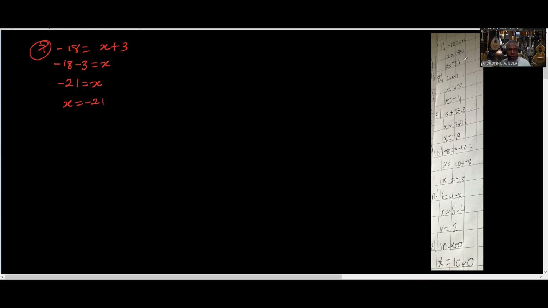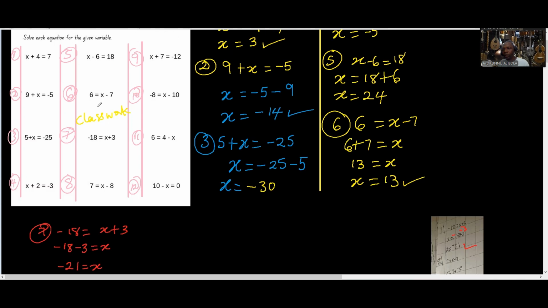Though I really find your explanation somehow saying this is positive, it's supposed to be negative, okay? Negative 3 and negative 18 to give you the negative 21. So just take note of that. Then number 8. Let's see what number 8 says.